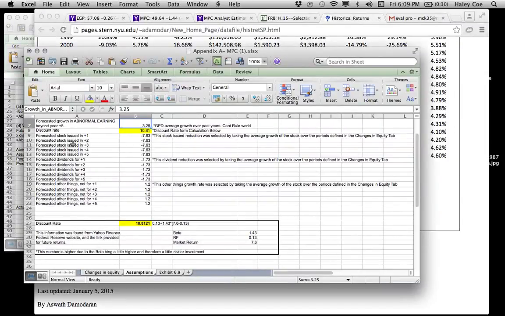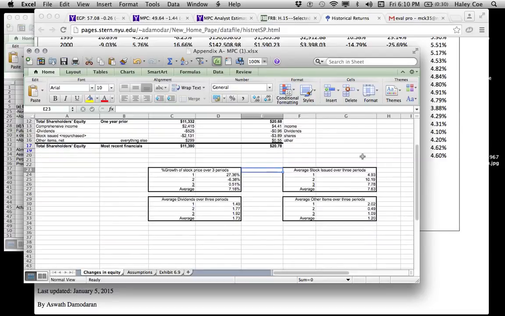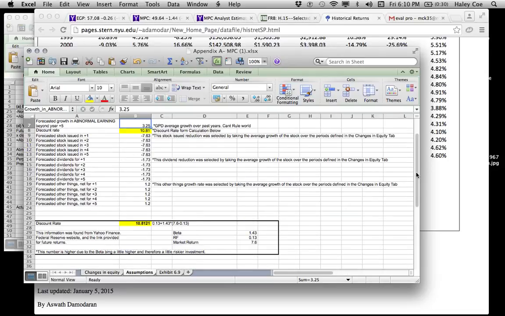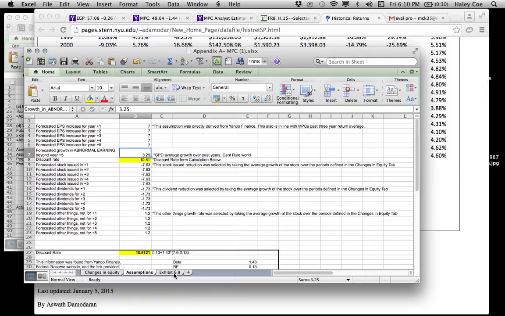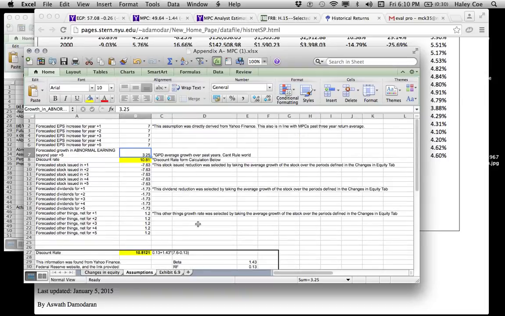So then we also did stock issue, dividends, and other things. What I did there was take the average of every year in each category, came up with an average, and put it in the assumptions in the appropriate tab. Now we went to Exhibit 6.9. It says that we're saying it should be 77.06. They're saying it should be $56.96. Okay. Well, we've got to do a sensitivity analysis, and that'll determine why we think there's a difference.